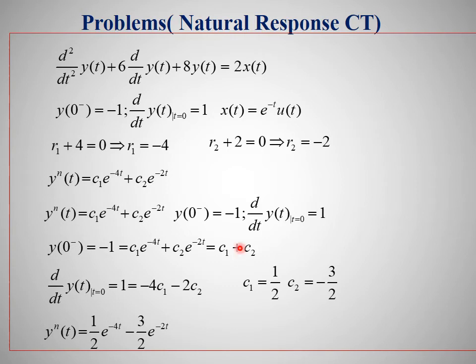Thus the solution is c1 is equal to half and c2 is equal to minus 3 by 2. Thus the natural response for this particular problem is yn of t is going to be equal to half into e power minus 4t minus 3 by 2 e power minus 2t.